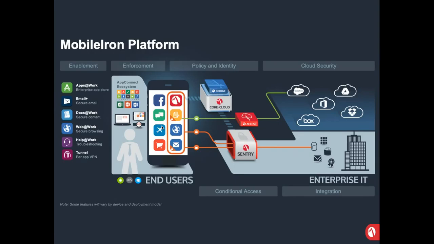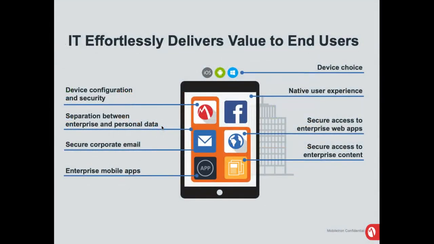leak out. So in the end, with an EMM solution in place, or EMM and a combination of MTD in place, you get the device of your own choice that you would want to use. You get the native user experience. You get secure access to enterprise web applications, which we just saw. That will be through your Apps at Work, or it could be through your Web at Work. You get secure access to enterprise content using the Docs at Work application.